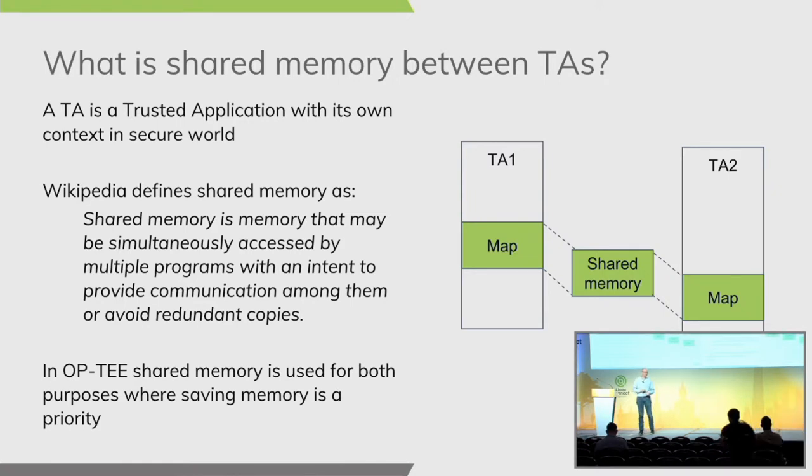Wikipedia has a quite nice definition of shared memory. It's memory that may be simultaneously accessed by multiple programs with an intent to provide communication among them or avoid redundant copies. In OP-TEE, we use both properties, but it's mainly saving memory that is our interest. As you can see, the mapped shared memory can use different virtual addresses if you compare TA1 with TA2.